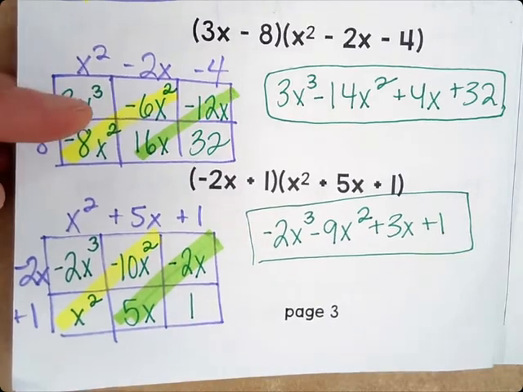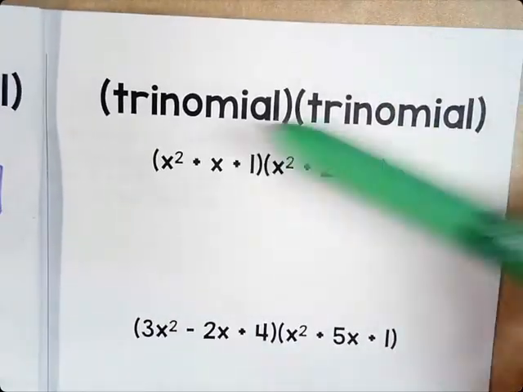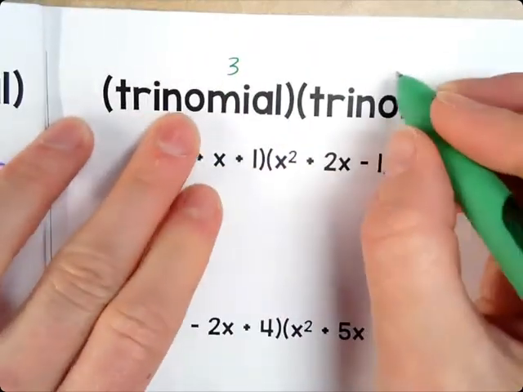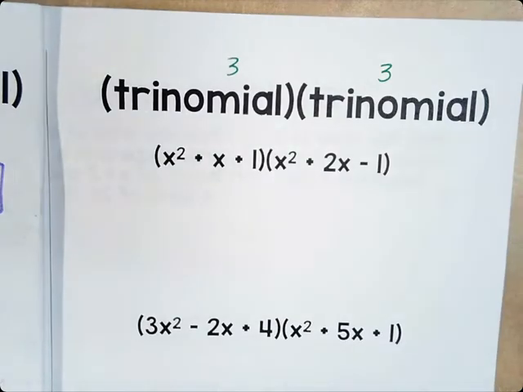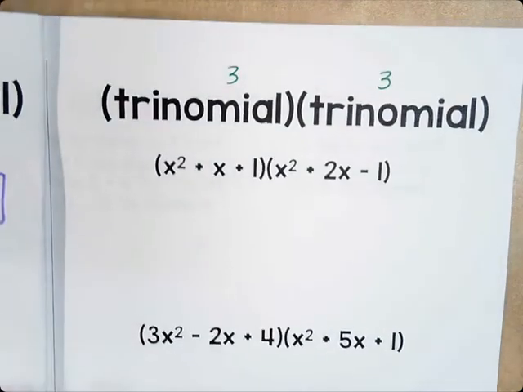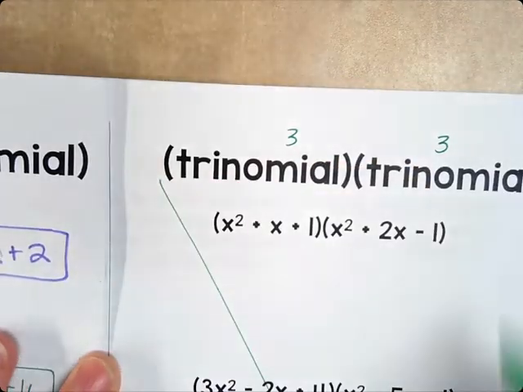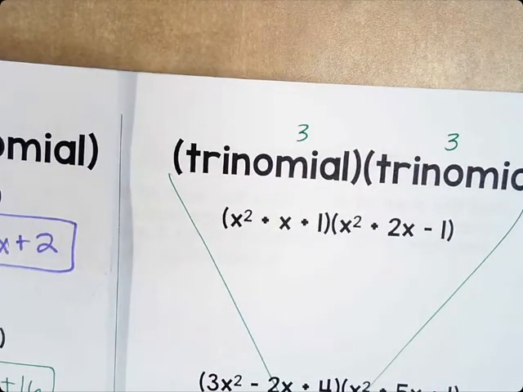No. Okay, we are going to skip trinomial times trinomial. But if you were to do this, you have a trinomial times a trinomial. So what would your square look like? A 3 by 3. Okay, so we are just going to skip that though. You'll see that in Algebra 2.